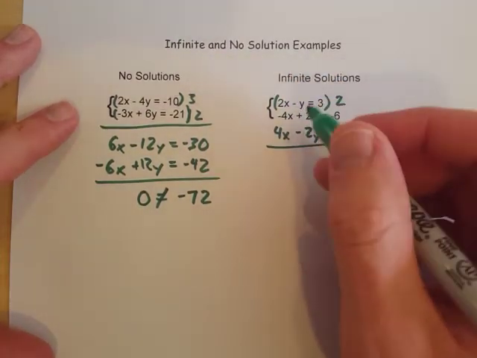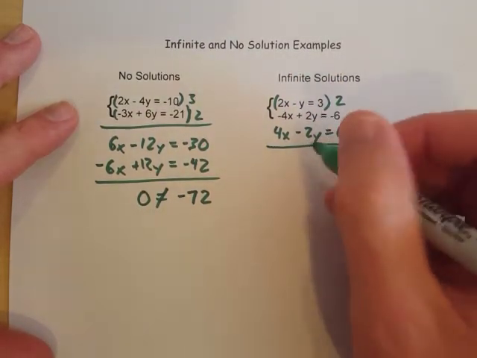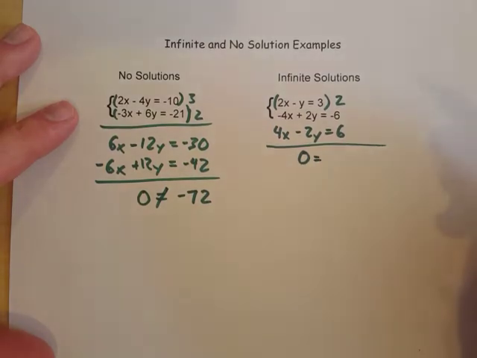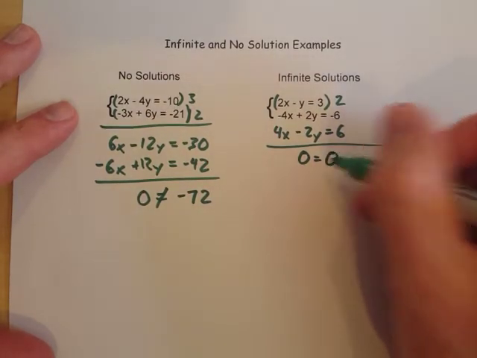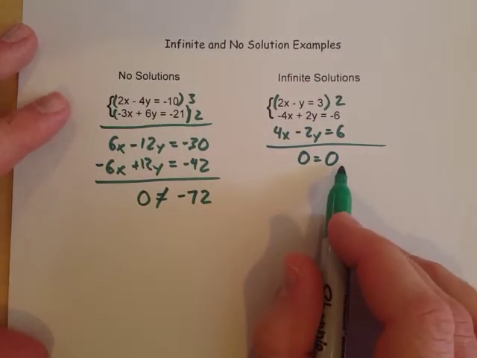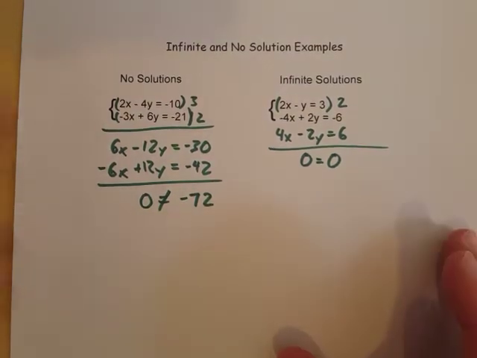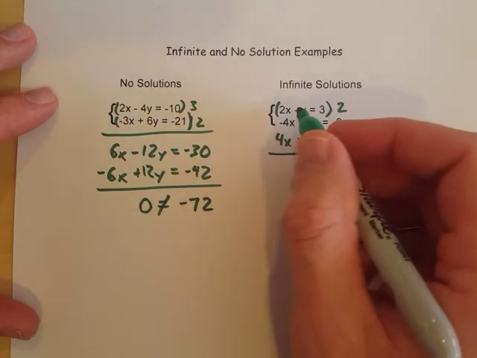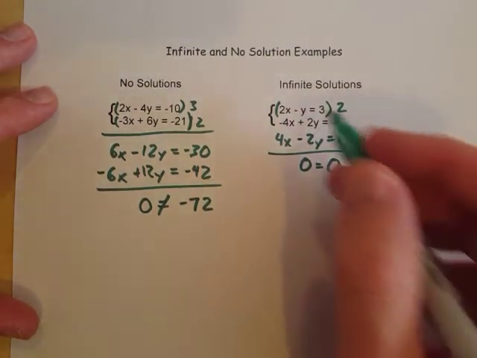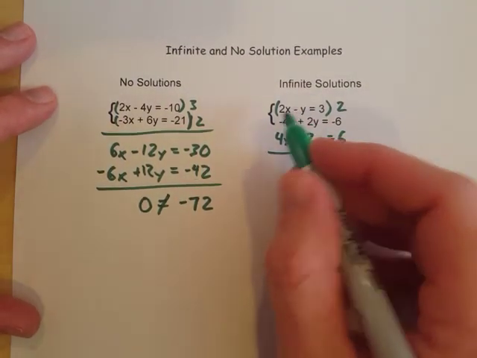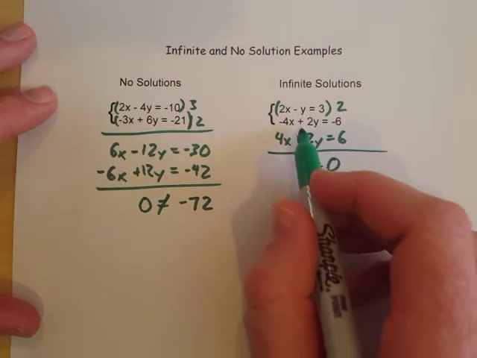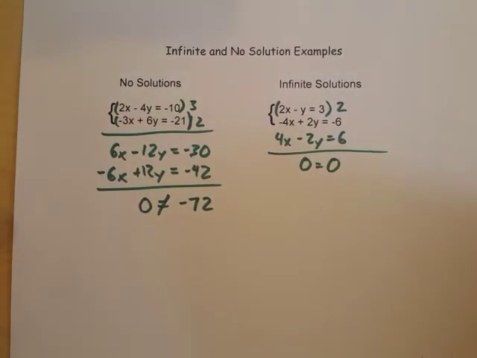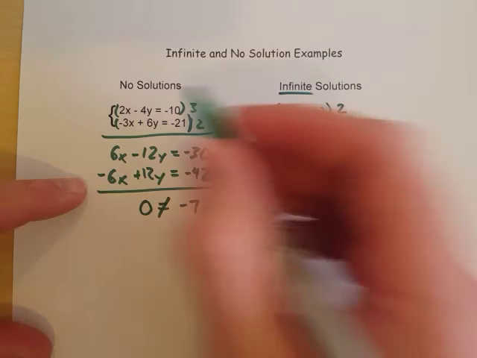Now I add these two together and notice that these are gone, so that's 0 on the left-hand side, and then negative 6 plus 6 is also 0. That is a true equation, although it doesn't really do much for us. So what that's going to tell us, if this is always true, then no matter what the x and y combinations, these are going to be the same. And if you'll notice, these are just multiples of each other, so they're really just the same equation. That means it has infinite solutions.